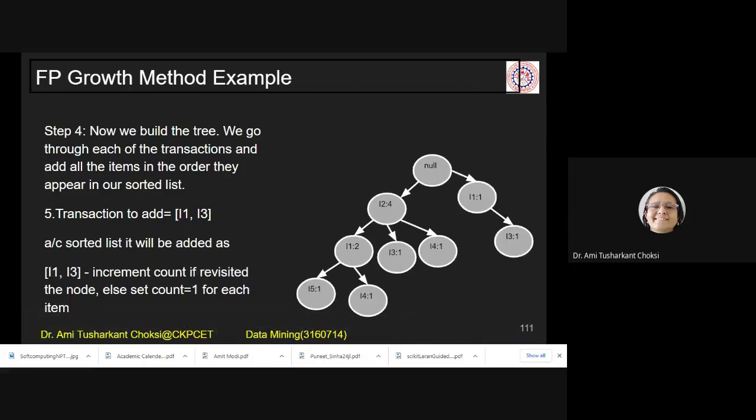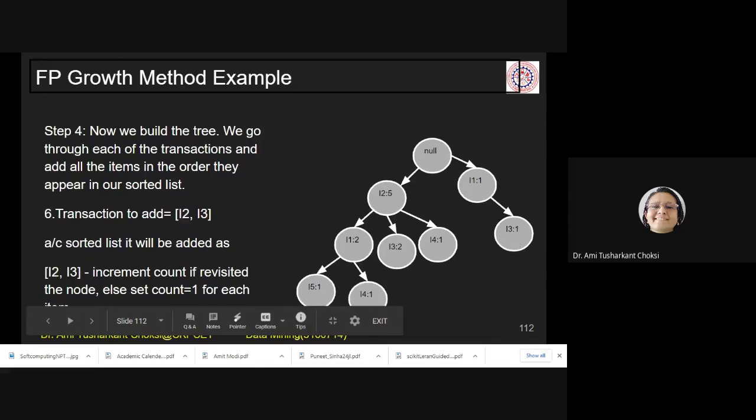Okay. Now for the fifth transaction, I1, I3. According to the sorted list also it is the same. You can say null. I1 is there here in the path, but that is I2, I1. Do we have null and directly I1 available? No, we do not have. So we have to add a new branch where we'll be writing I1 as 1 and I3 as 1, right?